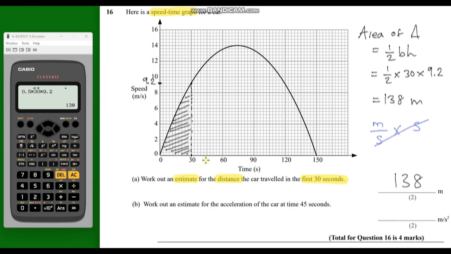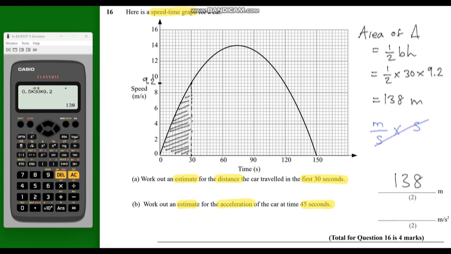So now let's look at part B. And part B is a bit trickier because we're calculating acceleration. To calculate acceleration on a speed time graph, we will need to draw a tangent line at the point we're calculating the acceleration. So let me just get my highlighter out. We are calculating an estimate for the acceleration at 45 seconds.